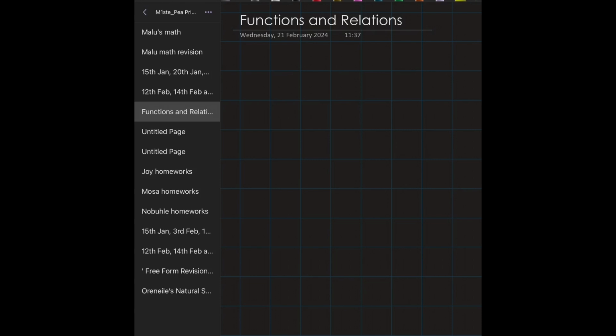So we're looking at chapter 2.2 of our learning guide. We're on page 53 and the topic is functions and relations. So we'll start with a definition of what a relation is.